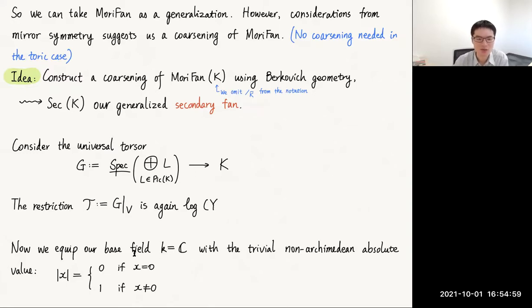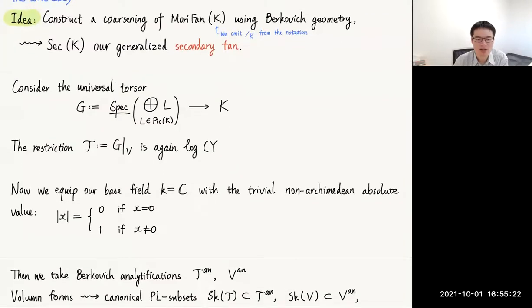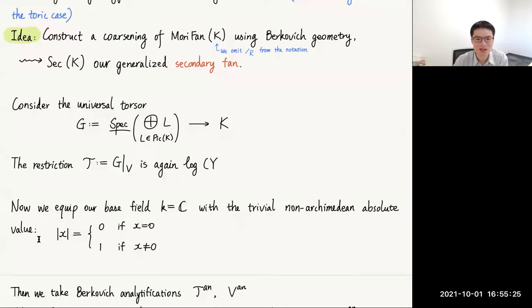So now let's just equip our base field C with the trivial non-Archimedean absolute value, which is just: the norm of 0 is 0, and the norm of any non-zero element is 1. So now once we equip with the trivial non-Archimedean absolute value, we can take Berkovich analytifications. We obtain analytified T, analytified V.